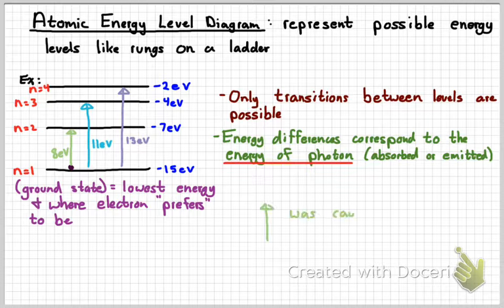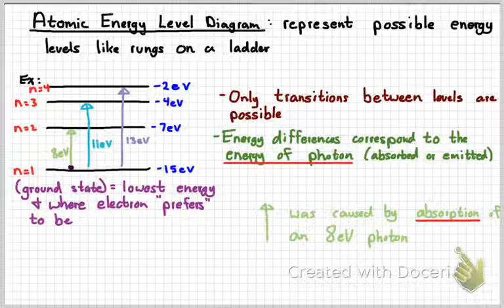So the one that I drew in the pale greenish color, the 8 electron volt transition, had to have been caused by the absorption of a photon whose energy was exactly 8 electron volts. If it was 9 electron volts, then nothing would have happened. If it was 6 electron volts, then nothing would have happened. So it had to be exactly 8 electron volts to cause the electron to move from negative 15 to negative 7 on our ladder like that.